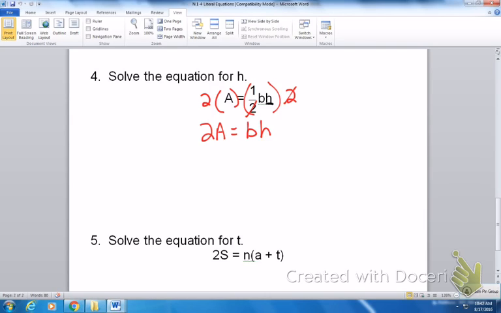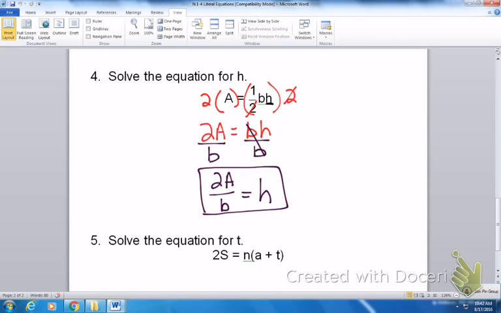Now the last thing I want to do is I need to solve for, it looks like we're solving for H. So H is attached to B through multiplication, so that means division. And I'm going to divide by everything that's not H. So B in this case. Well, 2A over B won't simplify, but BH over B, B's cancel, and leave me with H. Okay, so again, getting rid of fractions is the trick there, but after that, it's really simple and easy. You just have to be careful.